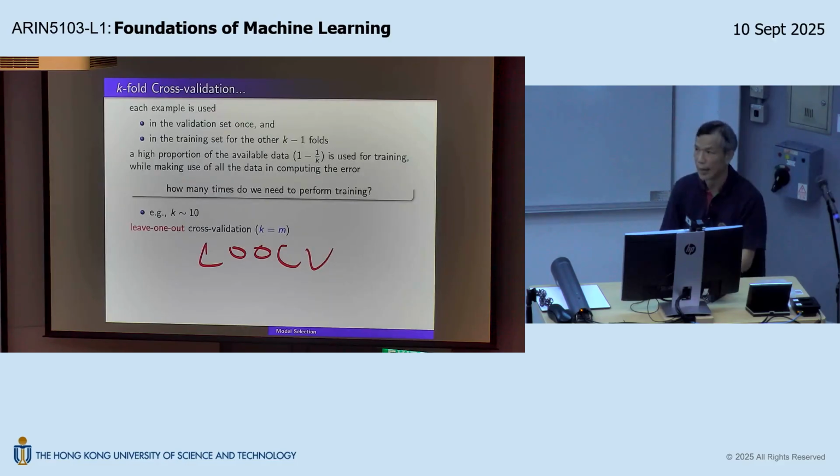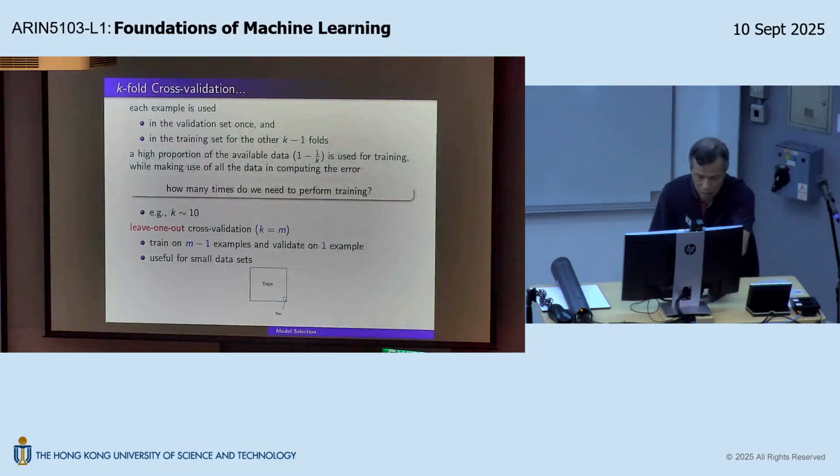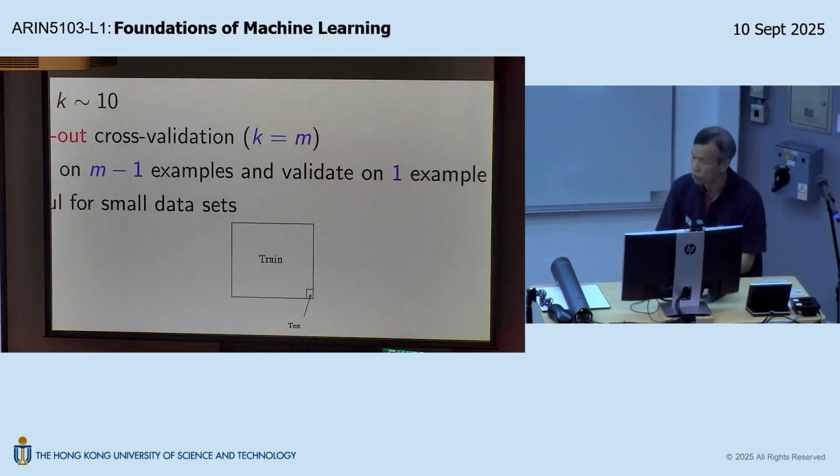But again, as I said, typically this is possible only when you have a small data set and the model is pretty easy to train. Otherwise, it will be very expensive. Diagrammatically, this is what you have. You just leave out one single sample in each run, train on the rest, evaluate on this one, and then repeat.